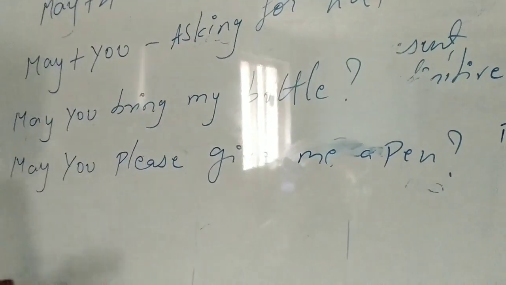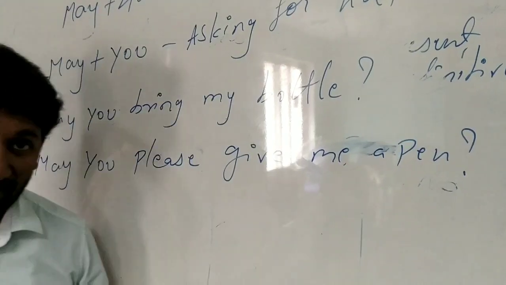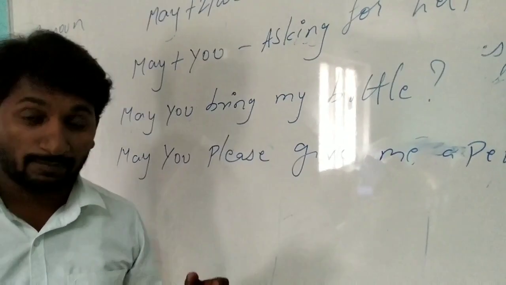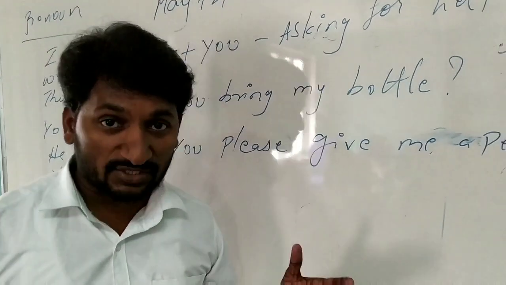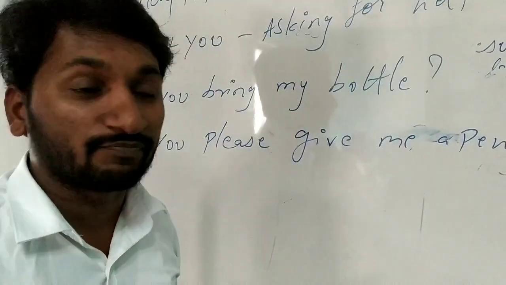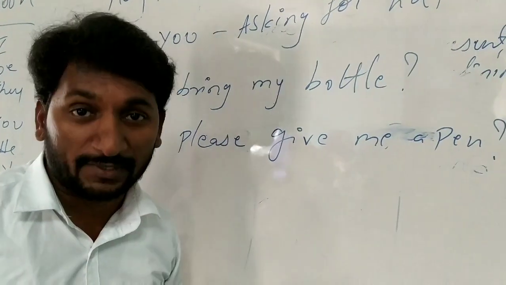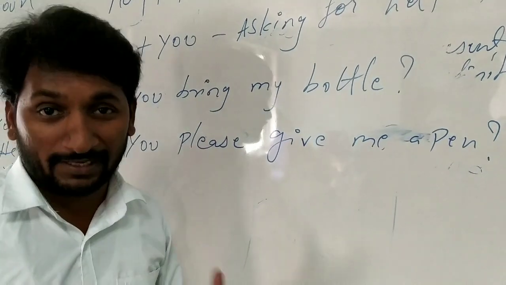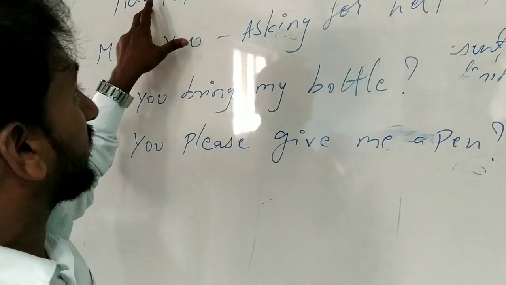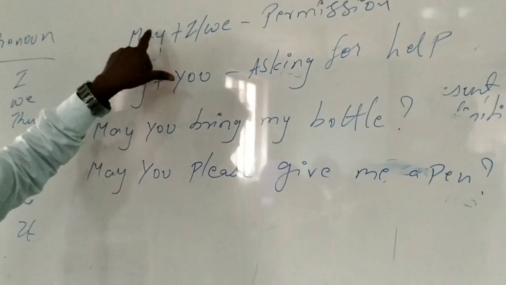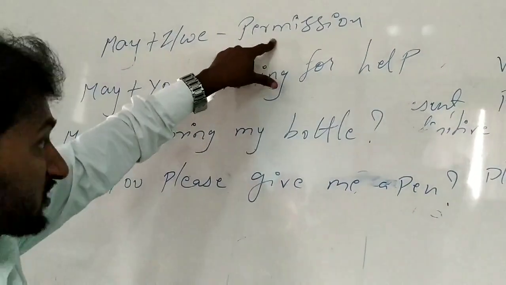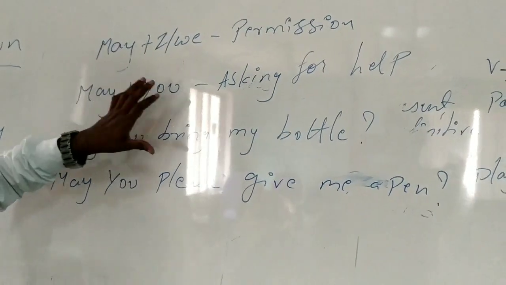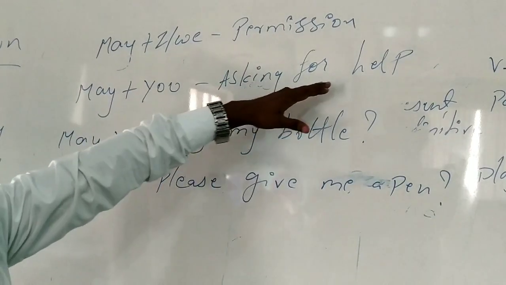If you look at this example, you can see that the student is asking the other student not for the permission, but for help. He's asking whether that student has 2 pens or not, and he wanted to get 1 pen from him. For that, he's asking him to help him by giving him a pen, right? So like this, may plays 2 different roles. If may is followed by I or we, it is used for the permissions. If may is followed by this pronoun you, it is used for asking for help.